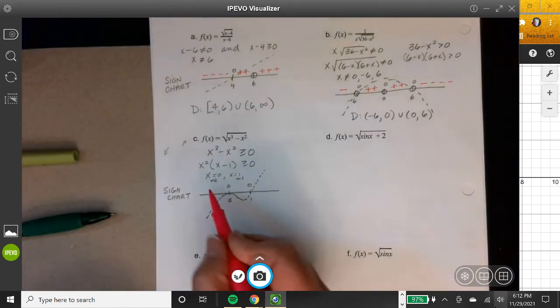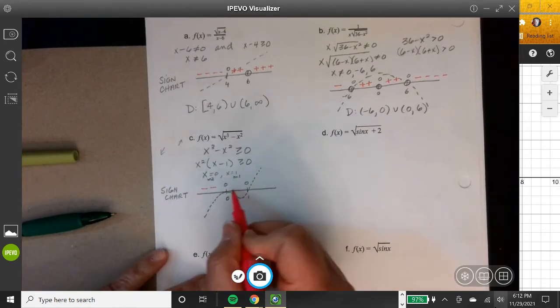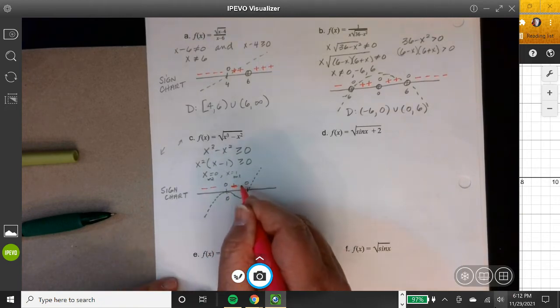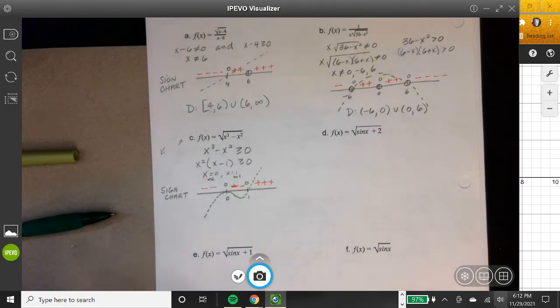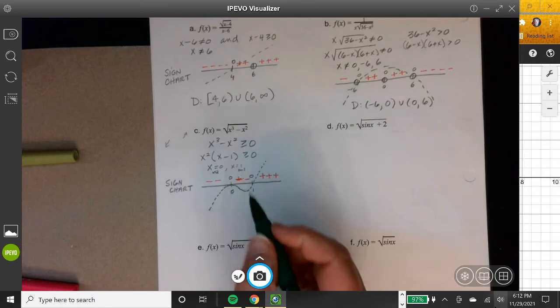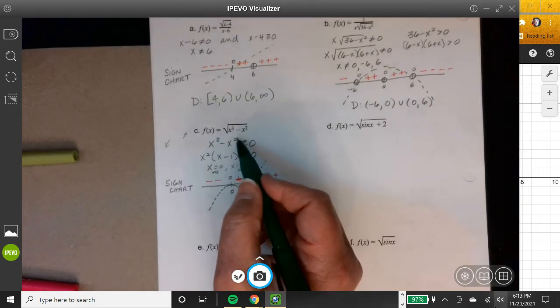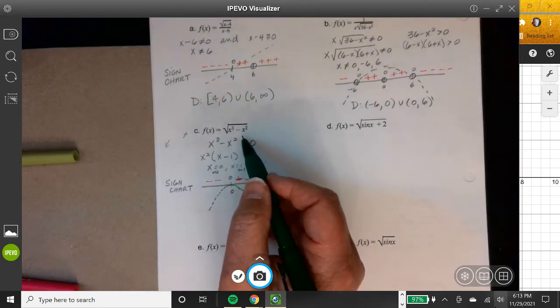And I'm going to do a sign chart. We'll have negative y values to the left of 0. I have positive y, negative y. That's a negative, and then positive to the right here. Sorry about that. And I can only take the square root of 0 or positive numbers.